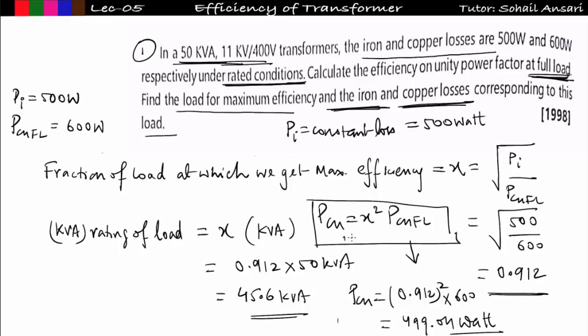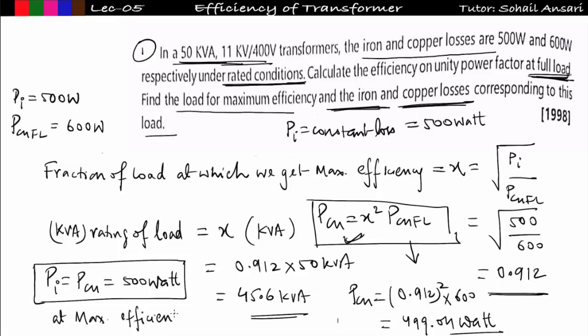So without using this formula, I can easily write that at maximum efficiency Pi is equal to PCU, that is equal to 500 watt. Iron loss is equal to copper loss, or you can say the variable loss must be equal to the constant loss. So either you can apply PCU is equal to x square times PCU full load, or you can directly write Pi is equal to PCU is equal to 500 watt at maximum efficiency. Okay, let us see the next problem.